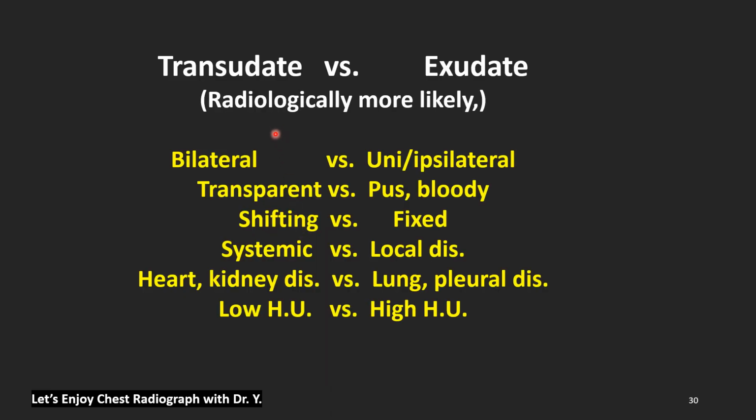Let's summarize transudate and exudate radiologically. But it's not a 100% definition, just a radiologically more likely possibility. On the left side is transudate: bilateral manifestation. Exudate: unilateral, ipsilateral manifestation. Transparent versus pus or bloody, shifting versus fixed, systemic underlying disease versus local disease, heart and kidney disease versus lung and pleural disease, low Hounsfield unit versus high Hounsfield unit.